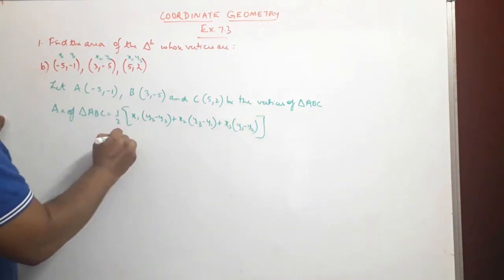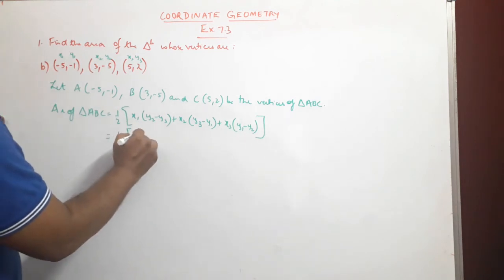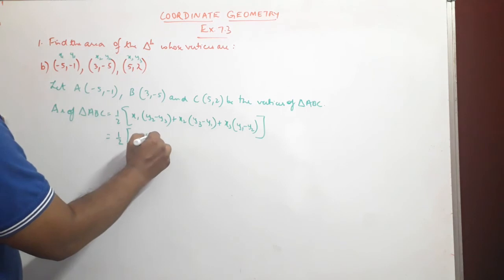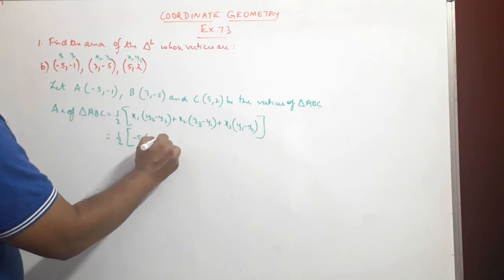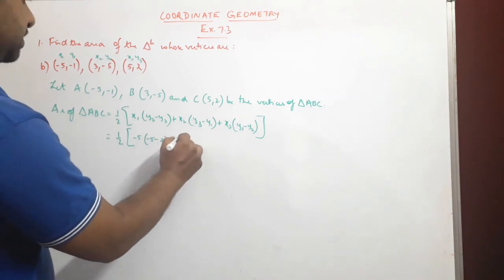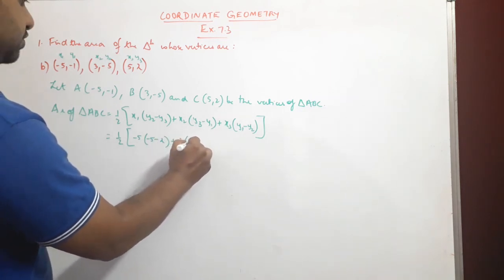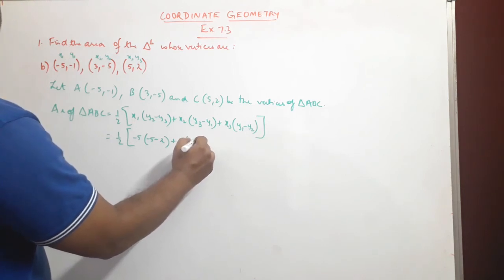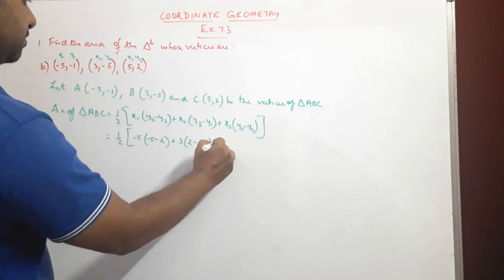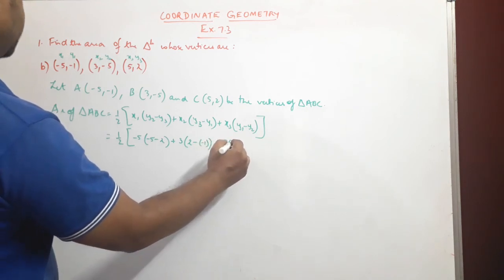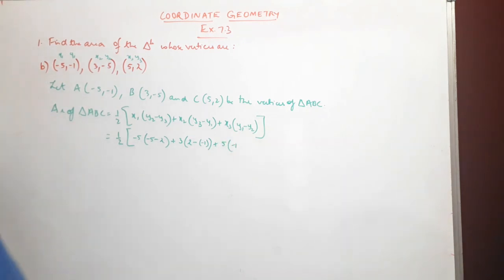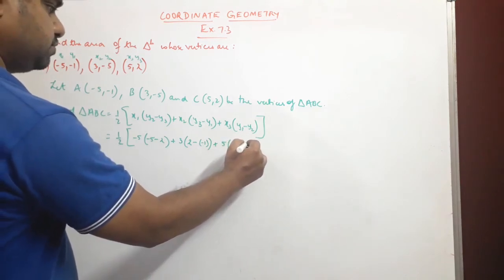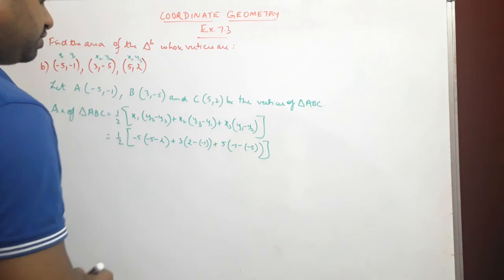Close the bracket. Let's substitute the values now. x1 is minus 5, y2 is minus 5 again, y3 is just 2, so it is minus 2, close the bracket, plus x2 is 3, y3 is 2, minus y1 which is minus 1, close the bracket, plus x3 which is 5, y1 is minus 1, minus y2 which is minus 5, close the bracket, whole bracket is closed.